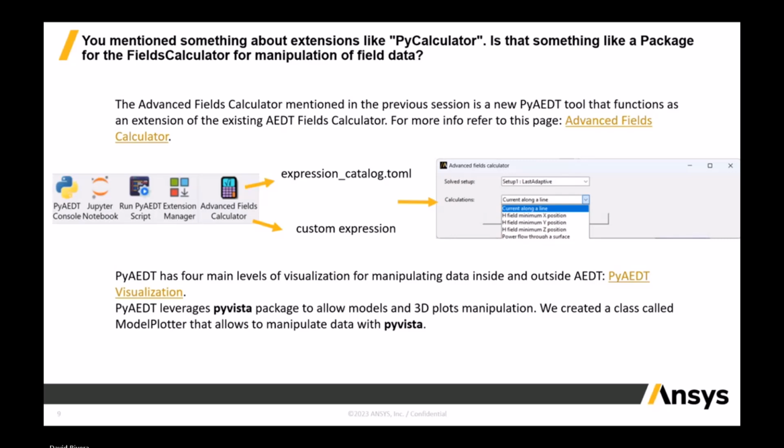Now I'm going to show you in a second. In fact, on the right, you see that through AEDT, you can access this advanced field calculator. We implemented a very simple UI that is able to detect the type of solver that is activated. And then depending on the solver, you have a list of calculations available. And these are the calculations that are already available in PyDT.